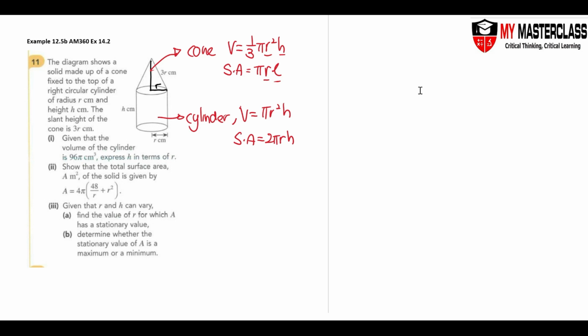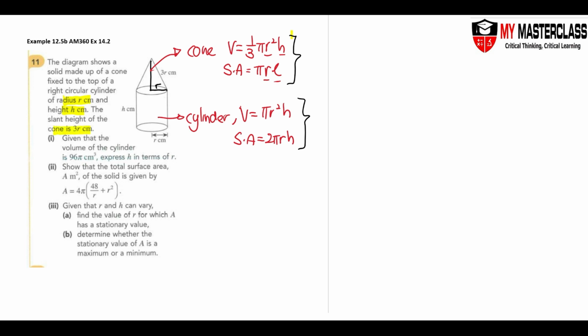A more common type of question is a type that involves volume and area. Before you continue, please make sure you know the mensuration formulas for volume and area of the cone and volume and area of the cylinder. The question will tell you some information where the cylinder has radius R and height H. The slant height of the cone is 3R.